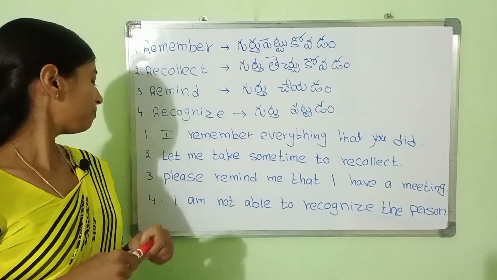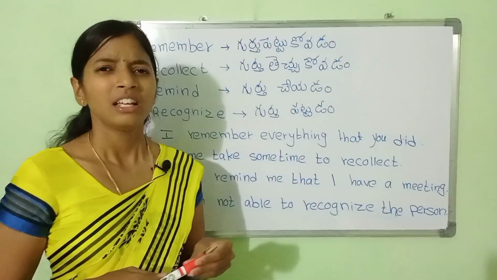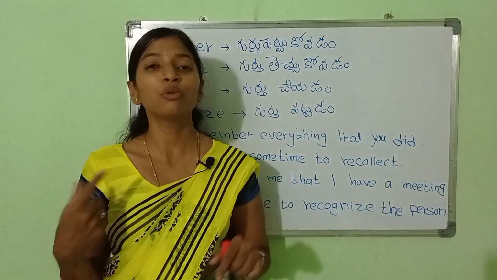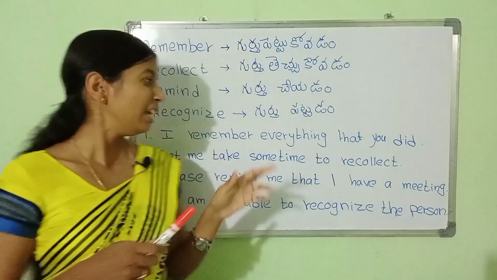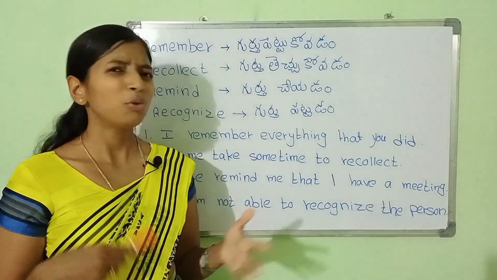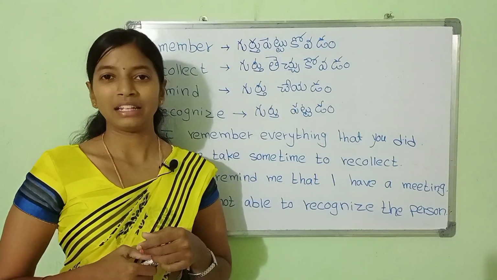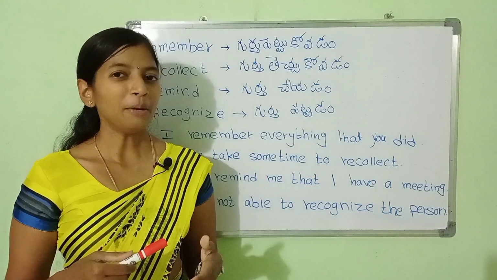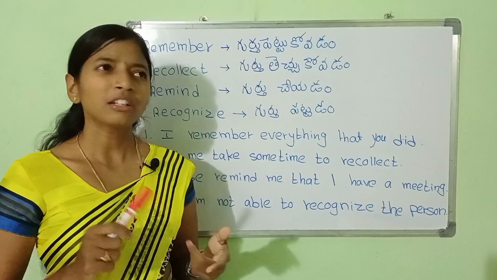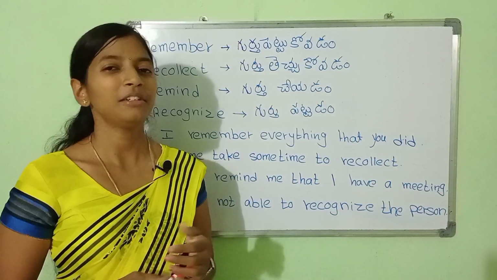And here is how you can use the word in a sentence. Let me take some time to recollect. Let me take some time to recollect. And to say I am unable to recall, I'm not able to recollect. All right? I'm not able to recollect.